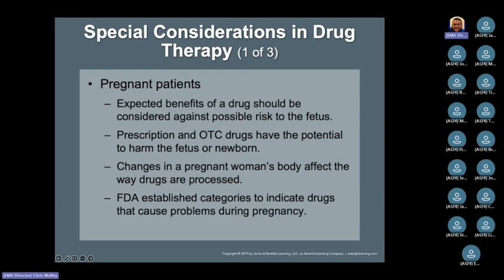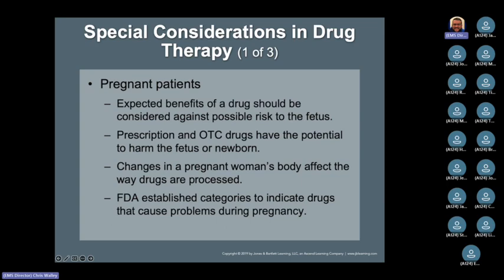All right, so prescription and OTC drugs have a potential to harm the fetus or a newborn. Teratogenic drugs pose a risk to the normal development and health of the unborn fetus. The changes in a pregnant woman's body affect the way drugs are processed, and they may increase the chance of harming that fetus. The metabolism of a drug in the liver is decreased during pregnancy, and there is an increased rate of excretion owing to increased cardiac output during the pregnancy.